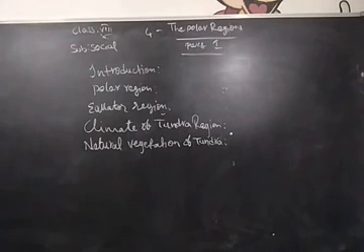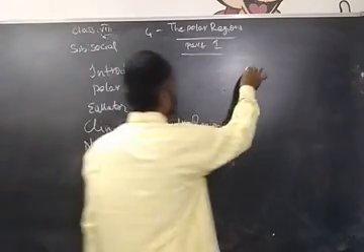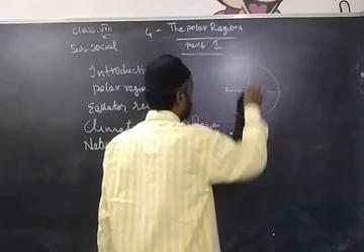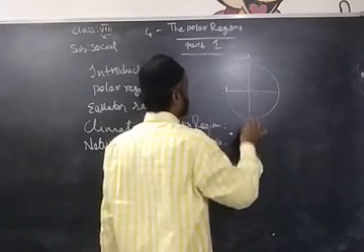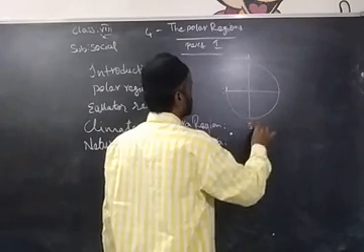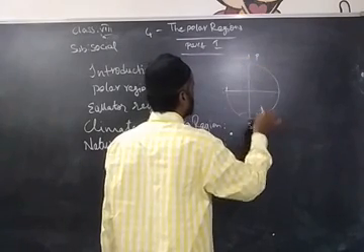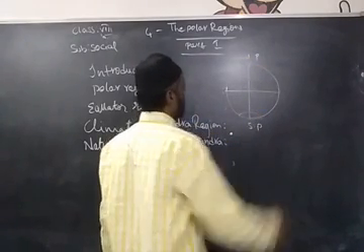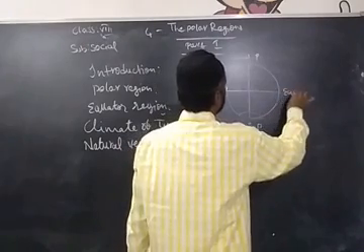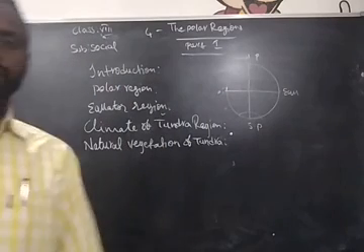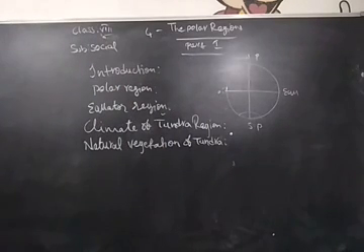The polar region is the region which lies near the poles. For example, this is the globe, this is the North Pole, this is the South Pole. This region is called the polar region. This we call the equator, that is 0 degrees latitude. So the region near the poles is called the polar region.